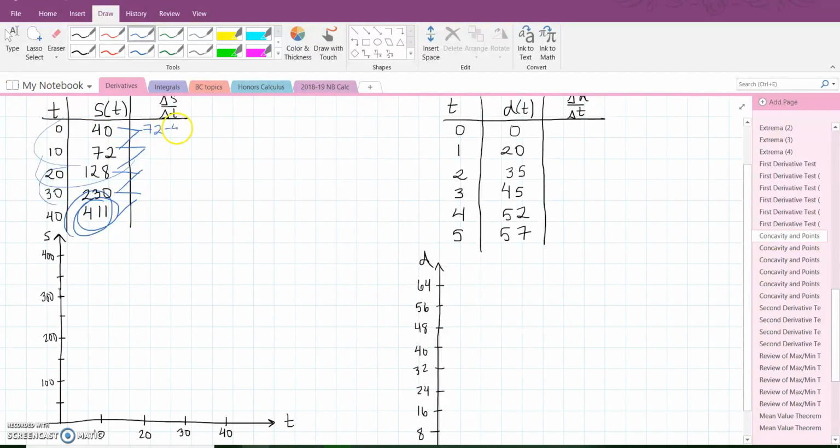So I'll just show you, for example, what you would do here. y2 minus y1 over x2 minus x1. This one would be 128 minus 72 over 20 minus 10, for example. So that's how we're going to get our rates of change. You can see my rates of change go from 3.2 all the way up to 18.1. And that makes sense because if you look at your y values, they go from increasing just a tiny bit to increasing more. And look at this huge jump from 30 to 40 years.